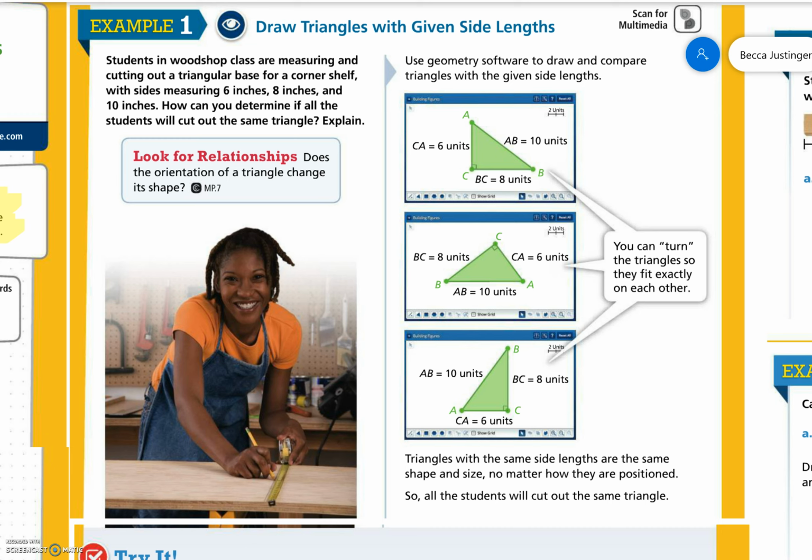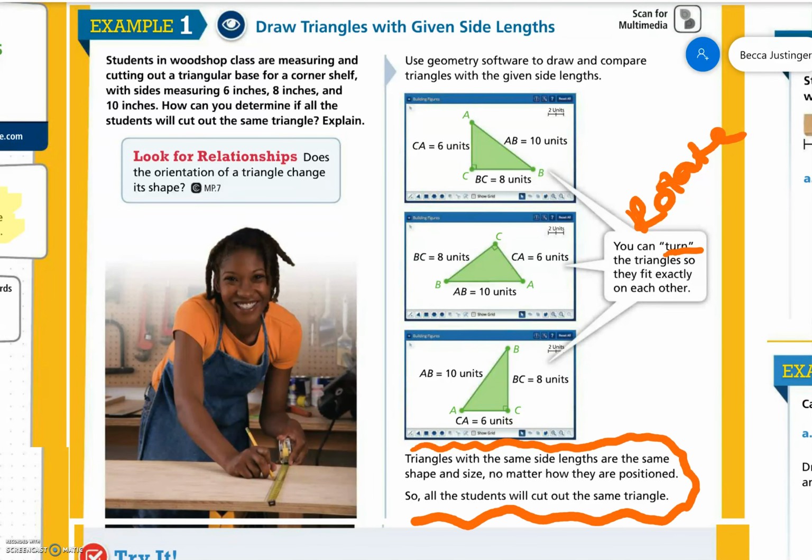Explain. So they used geometry software and they showed us 3 different combinations of where to put each piece of wood. But in each combination, it's still the exact same triangle, because you can turn the triangles so they fit exactly on one another. Turn or rotate. Triangles with the same side lengths are the same shape and size, no matter how they are positioned. So students will all cut out the same triangle.